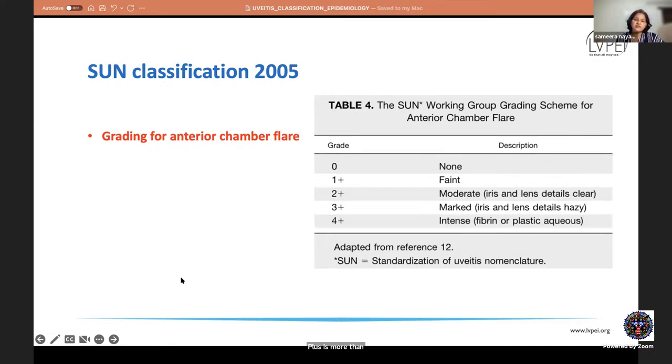The flare in the anterior chamber also has been graded 0 to 4. If there is no flare, it means the grade is 0. 1 plus meaning faint flare, 2 plus meaning it is moderate, when iris and lens details are clear, 3 plus when flare is marked, iris and lens details are hazy but still visible, 4 plus meaning there is intense flare in the anterior chamber and there is fibrin or plastic aqueous and no iris or lens details visible.